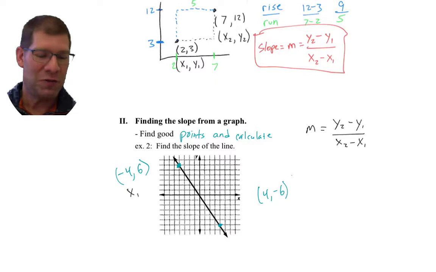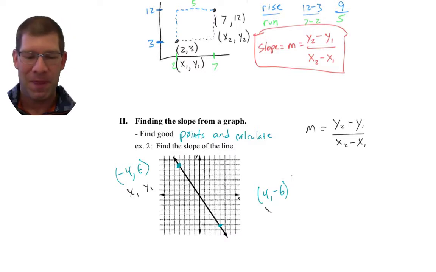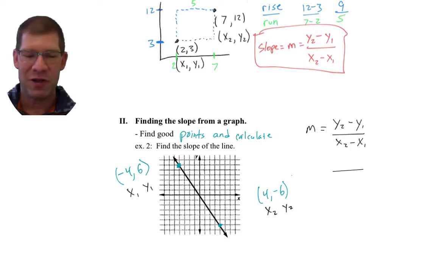The other thing that helps people is label your points. Oops, that is an example of how not to label it. So if you have one point be x1, y1, the other point be x2, y2, and like I mentioned before, it doesn't matter which one is x1, y1, which one is x2, y2. But you have to make sure you always start with the same point.